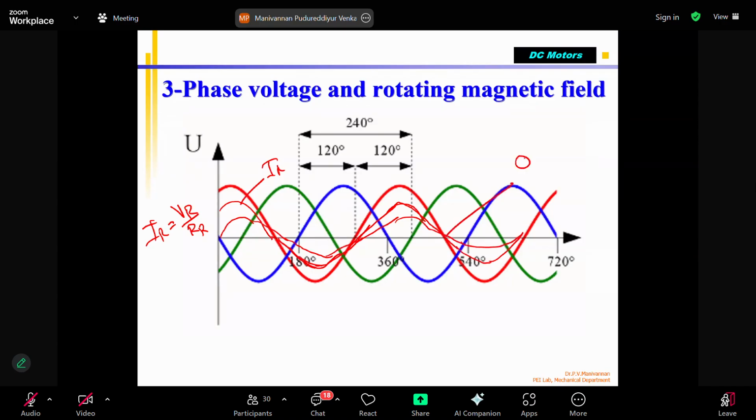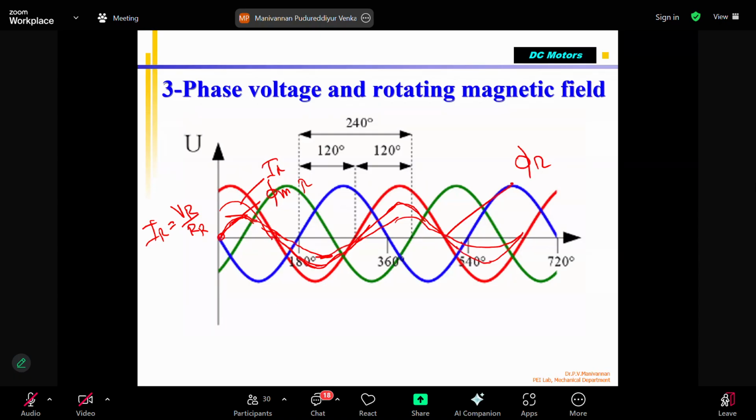Correct? This is my phi R. So you can see that the magnetic value is 0 and it increases to maximum. This is phi max, phi max of the R phase. It goes to a maximum value, then again comes to 0 because the current becomes 0. Again, negative phi max. So that means it is also varying.